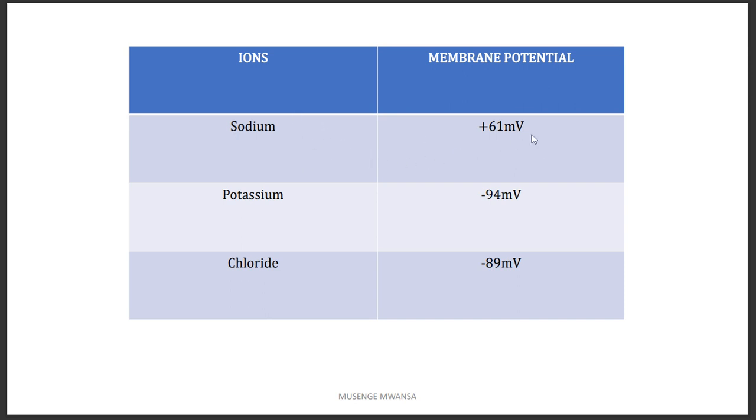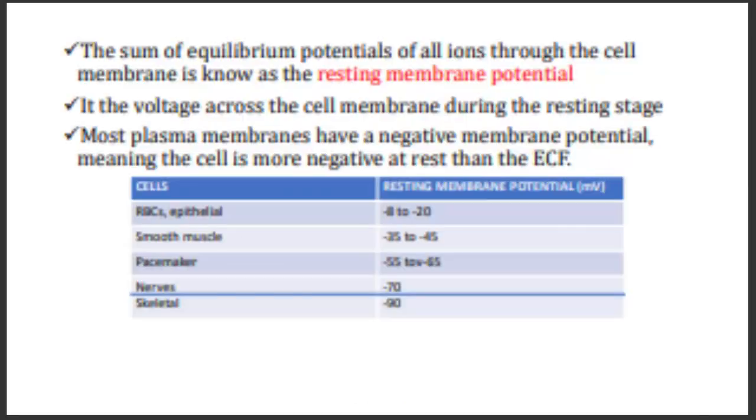So the membrane potential of sodium is positive 61 millivolts. Membrane potential is in millivolts, not volts, because volts could kill a person. Potassium has got a membrane potential of negative 94 millivolts. Chloride ions have got a membrane potential of negative 89 millivolts. So these are some common membrane potentials that we should be close to.